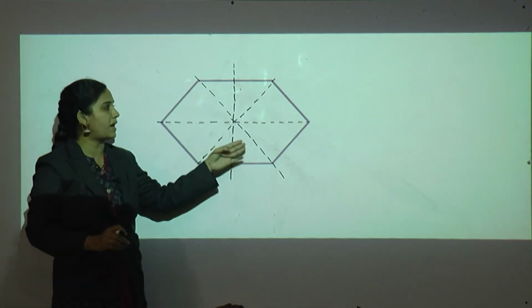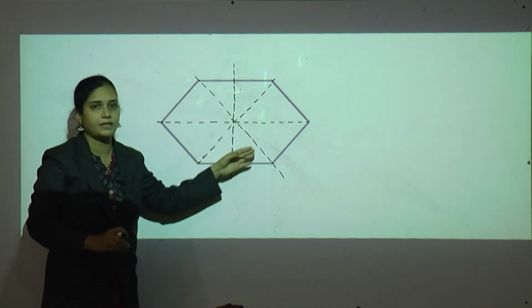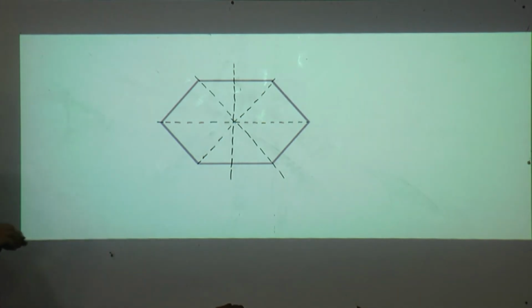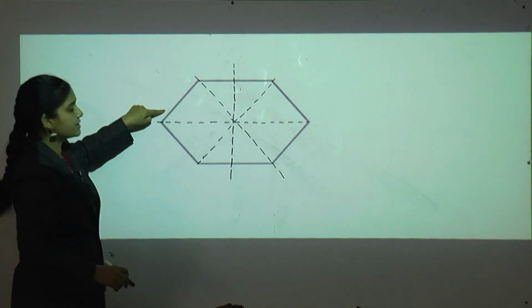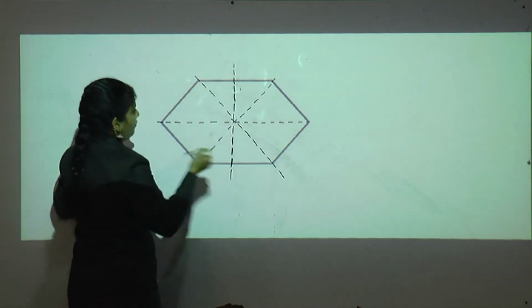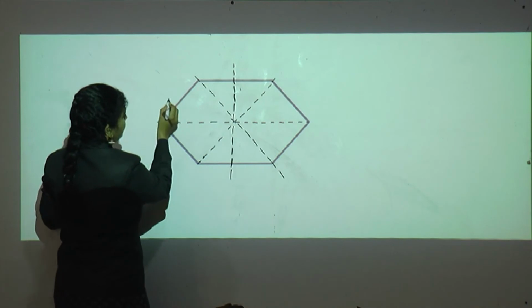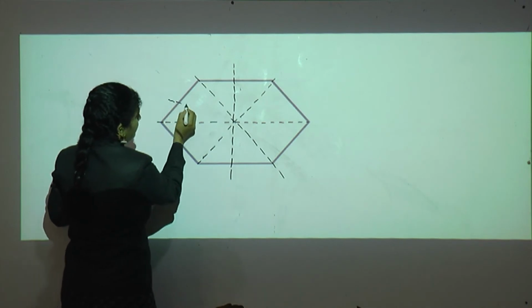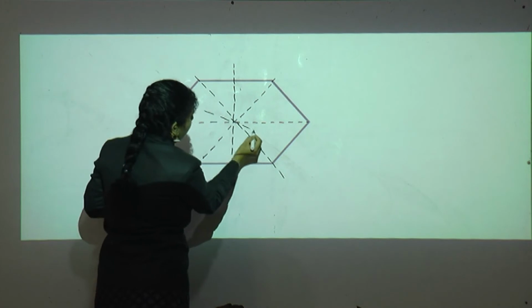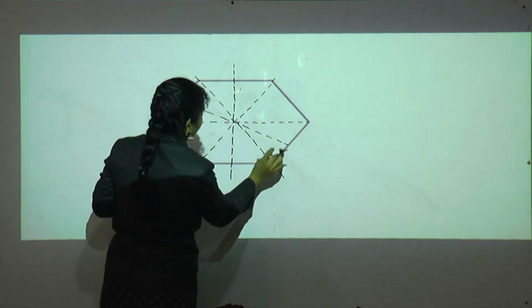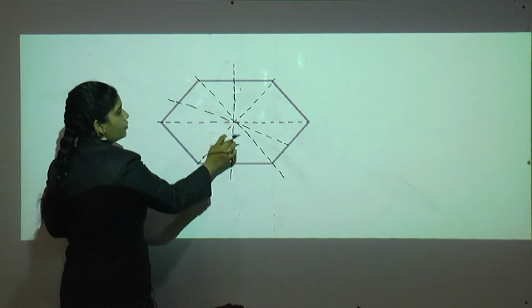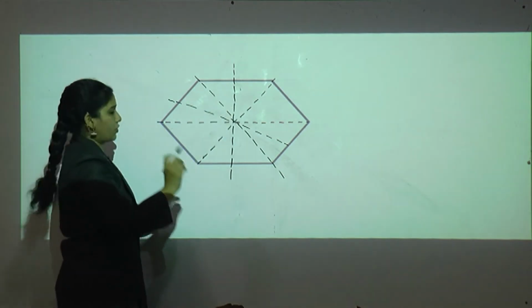Same two parts, this one and this one we get. Now students, here if the midpoint of this line we can draw, see, we can draw the line through the midpoint. So we'll get two equal parts of a hexagon.